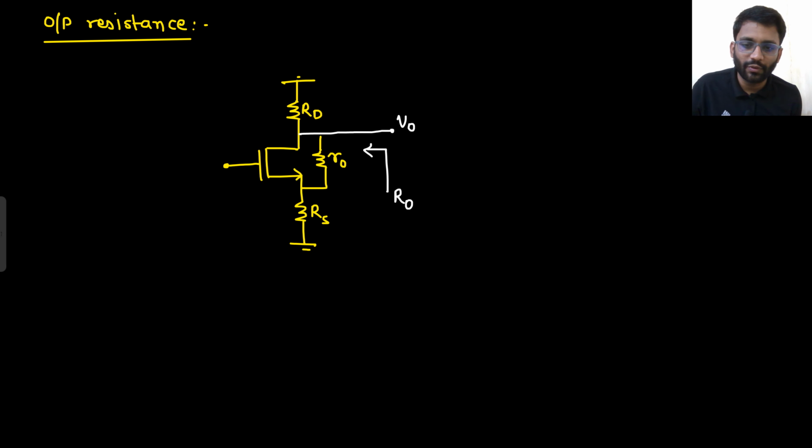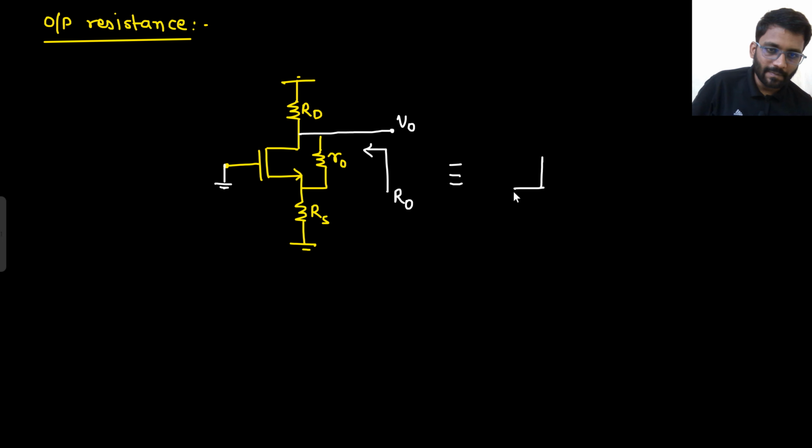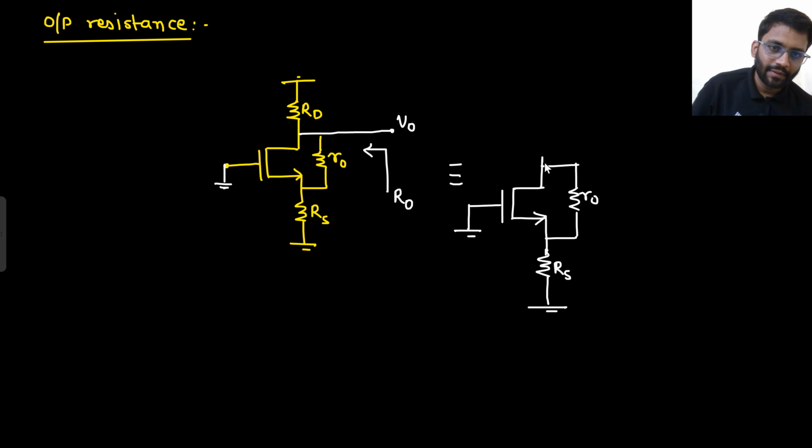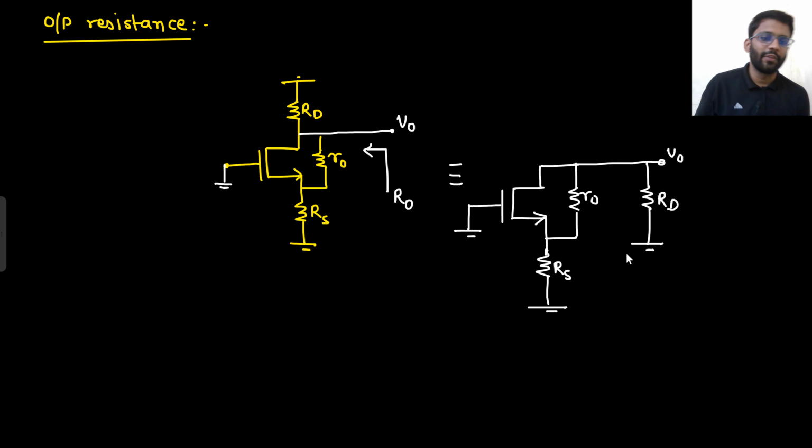So for calculating the output resistance, what you will do? You will short circuit this. Let's make this circuit once again. Here you are having RS resistance. This is shorted. And this is your V note. And from V note to ground, you see RD.